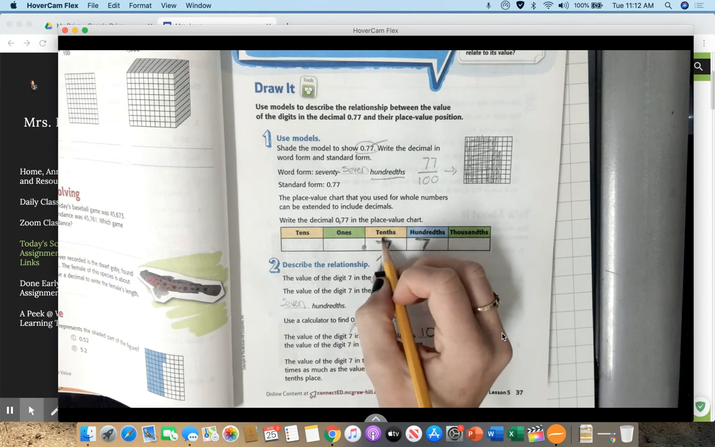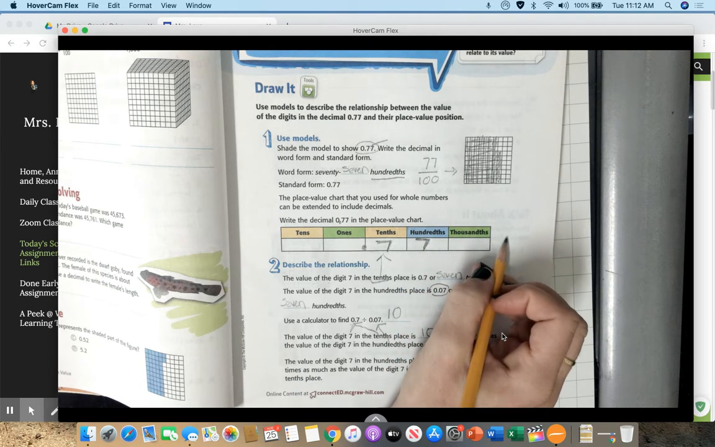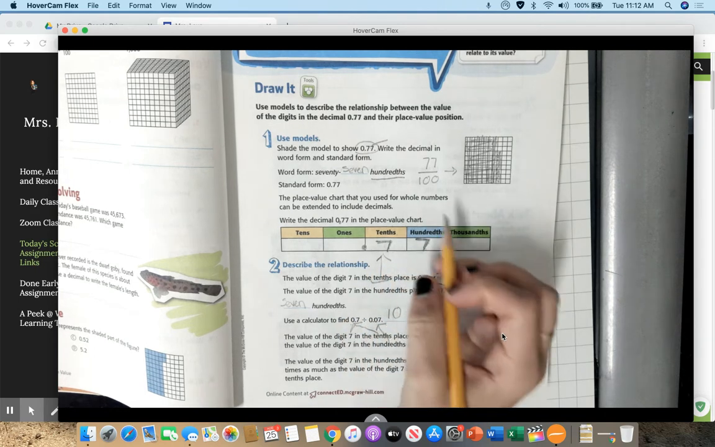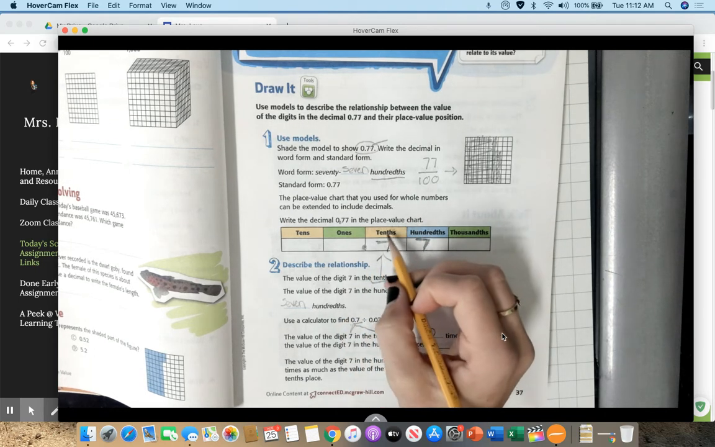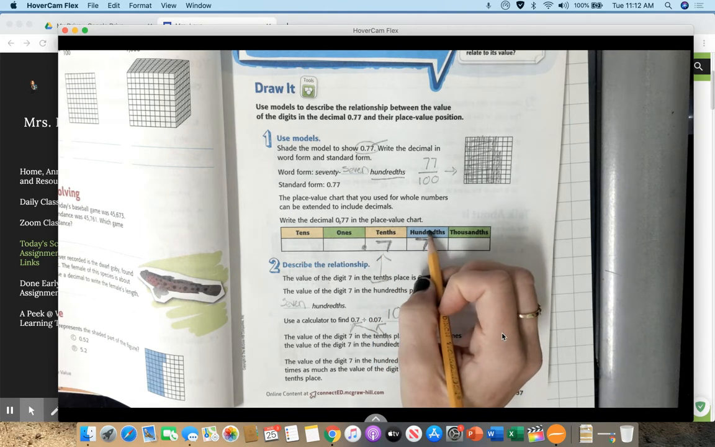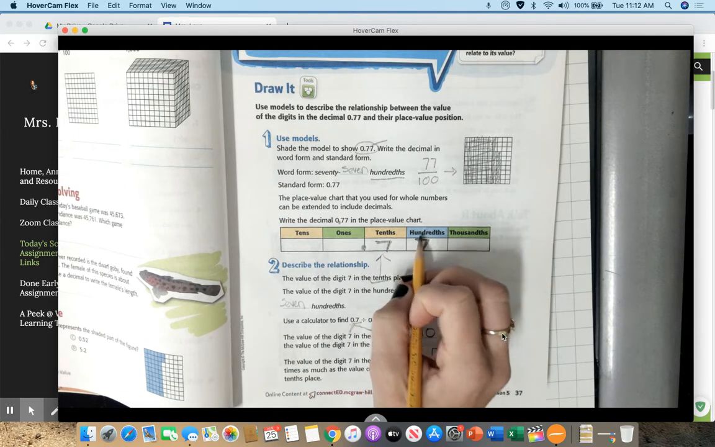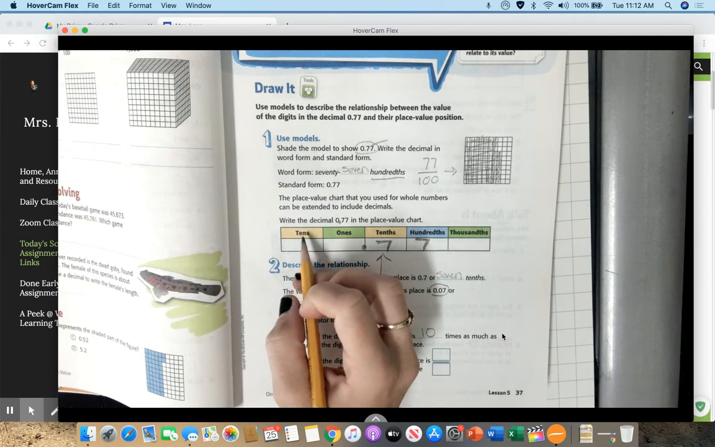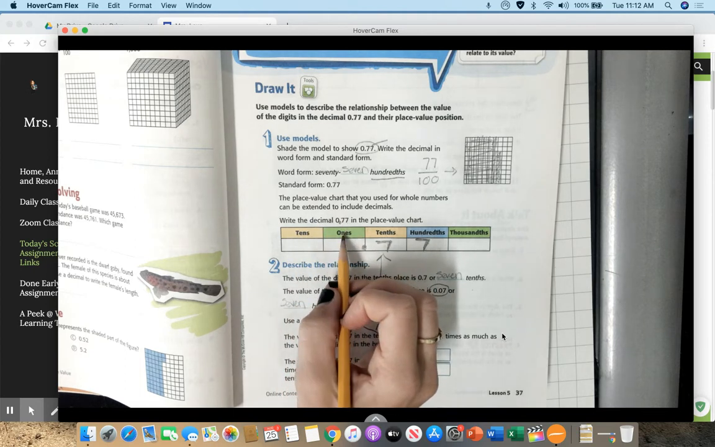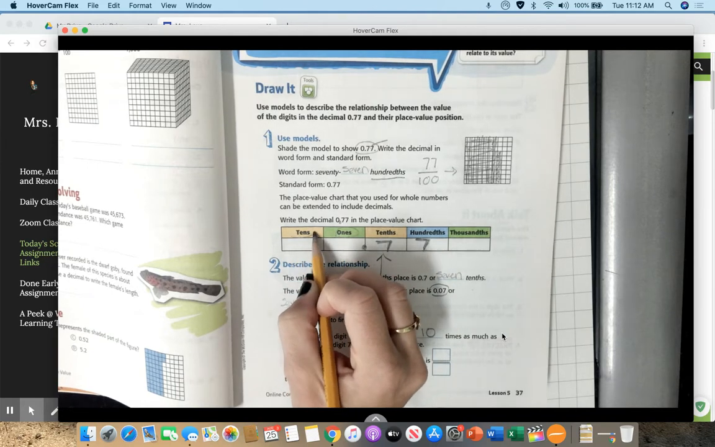As I go down the chart, each digit has a smaller value because we're working with decimals. So if I say that the digit in the tenths place is bigger than the digit in the hundredths, it will always be true. This is worth more than this. Just like over here, if I had a digit in the tens place, it's bigger than the digit in the ones place because this is ones while this is tens.